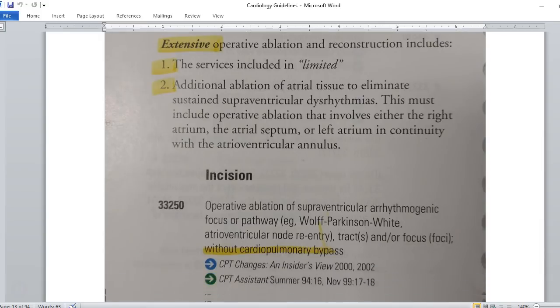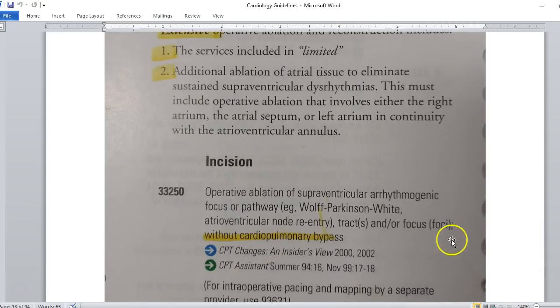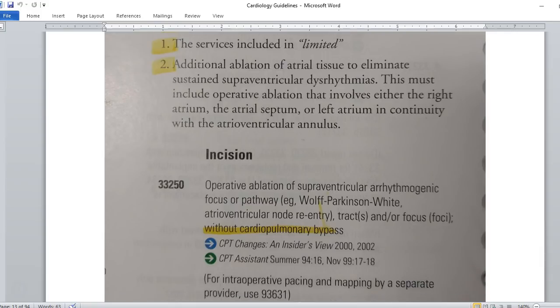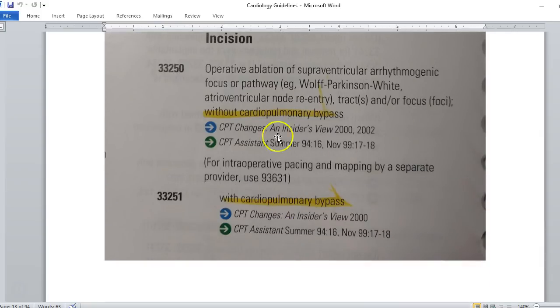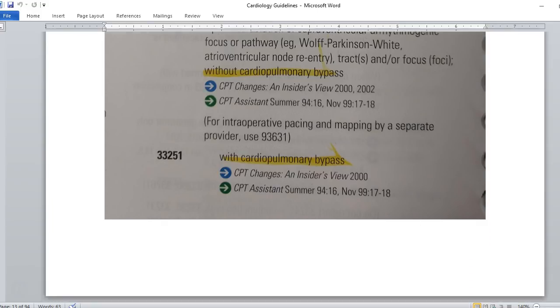So again, when we look at this, this is without cardiopulmonary bypass, 33250, and then with cardiopulmonary bypass. And again, you can see pacing and mapping. We yet again have another medicine code. Remember, cardiology is in three major sections: it's in surgery, it's in radiology, and it's in medicine. So we have a lot of things that can be linked together during the same procedure between surgery, radiology, and medicine.